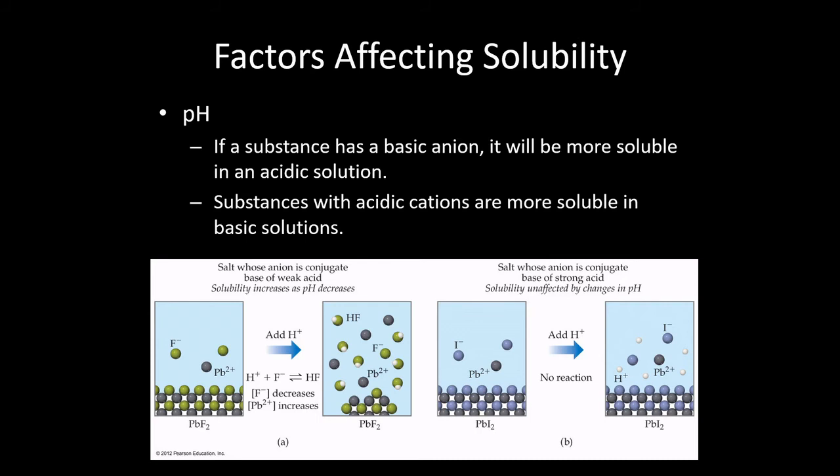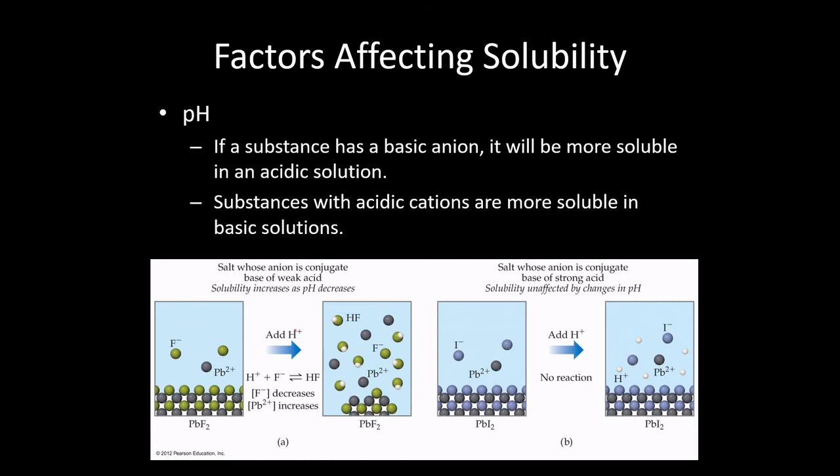The first thing here is the pH. We mentioned before that pH affects solubility, but now we're actually going to talk about how it affects solubility. So if a substance has a basic anion, it's going to be more soluble in an acidic solution, and substances with acidic cations are more soluble in basic solutions. The reason for this is if in this example here, we have lead fluoride, and it's really not very soluble in water. You can get a little bit of it to go into solution, but most of it stays as a solid at the bottom of the beaker.